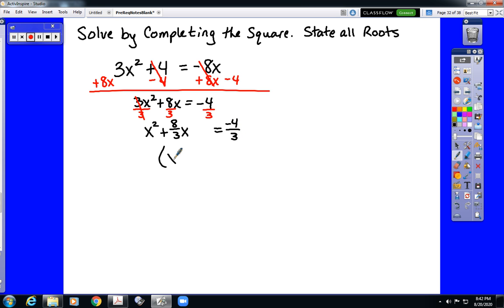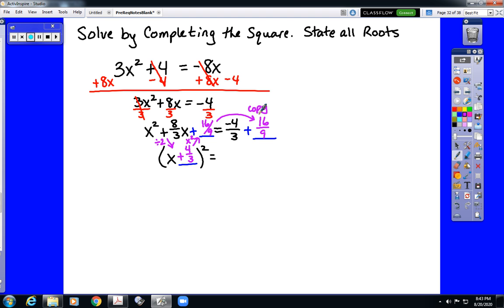We're then going to insert our blanks. So again, it's the same exact process on every single example, no matter how ugly the numbers are. We take the b value, which in this case is 8/3, and we divide by 2. Remember, I said that means we multiply the denominator by 2. So when we divide 8/3 by 2, that would be 8/6, which reduces to 4/3. We are then going to square that value. So 4/3 squared would be 16/9. We copy that value onto the right side.